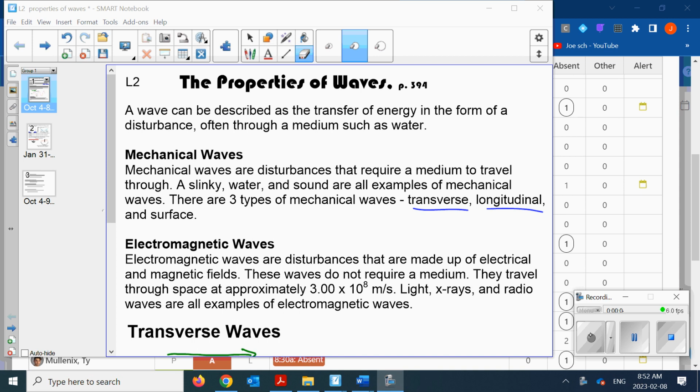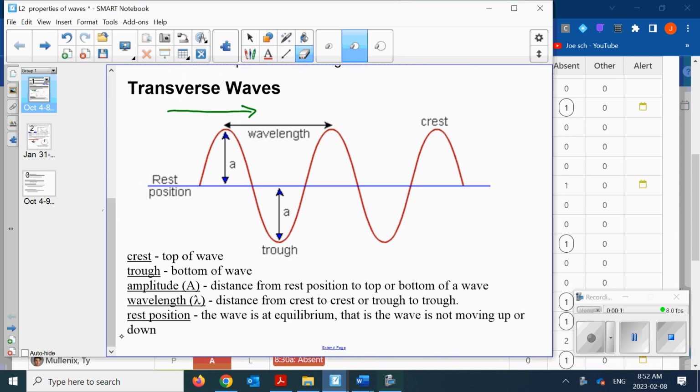Properties of waves in the air. Take some time to read through this. I'm going to go over it again. These are important. Transverse waves, these terms are important. We'll do it on the handout.